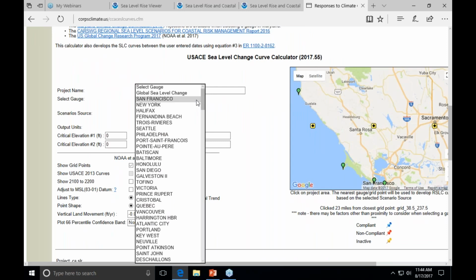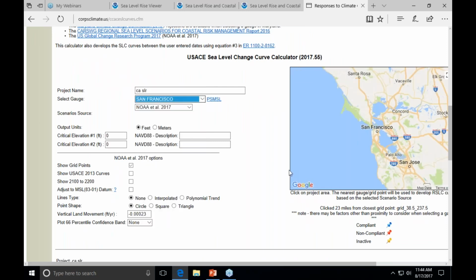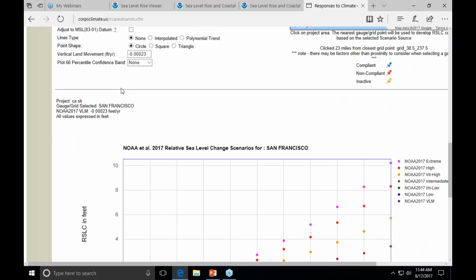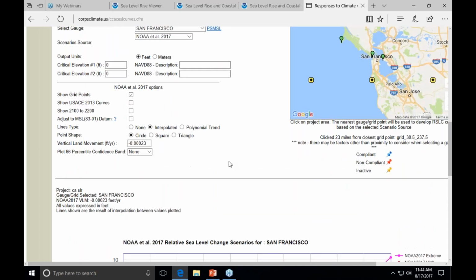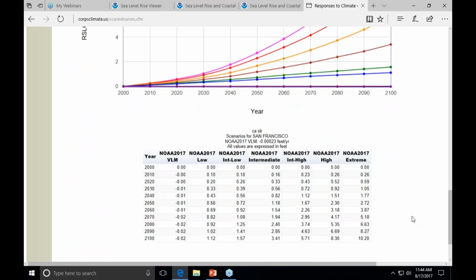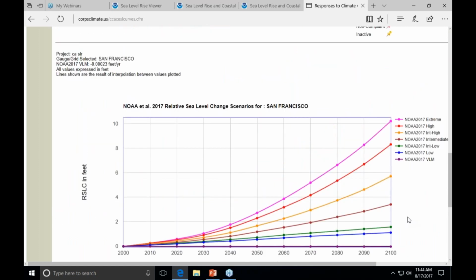Shoot, let's just do this. Okay, so San Francisco. And there's your curves. We can turn on the interpolated. And there's your numbers. So anywhere along the coast you can get that.